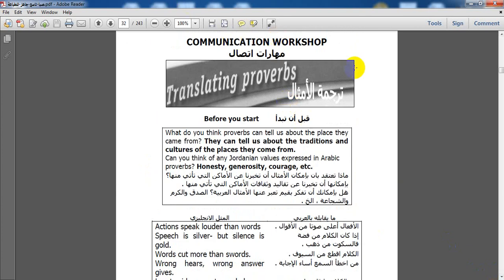Communication workshop. What do you think proverbs can tell us about the place they came from? They can tell us about the traditions and cultures of the places they come from. Can you think of any Jordanian values expressed in Arabic proverbs? Honesty, generosity, courage, etc.